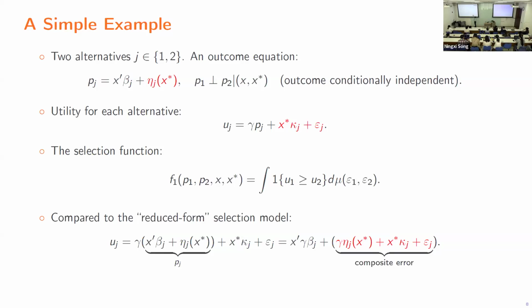You see that this composite error in the utility term is naturally correlated with the error term in the price, eta, because this term also contains eta, and this x star will also introduce some correlation. So this correlation of the error term in utility and the error term in the price is the source of the sample selection problem. If there's no correlation between these two terms, then there will be no sample selection problem.